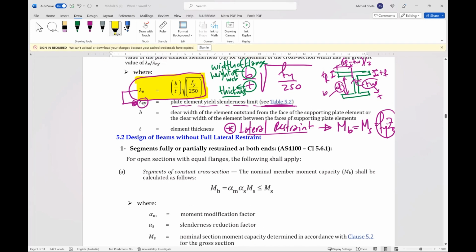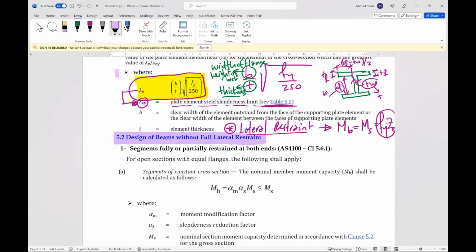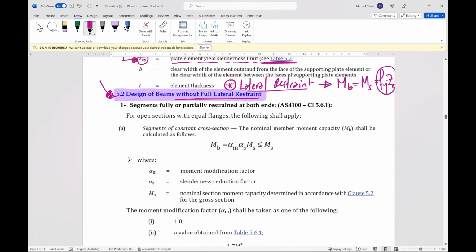The second part today, which is the most important one, is the beam column. So, beams without full lateral restraint. In this case, the beam is subjected to, or vulnerable to, lateral buckling.